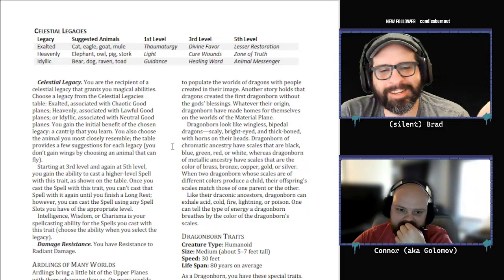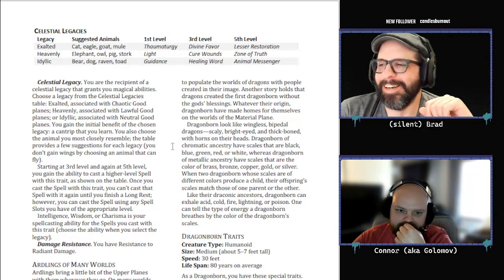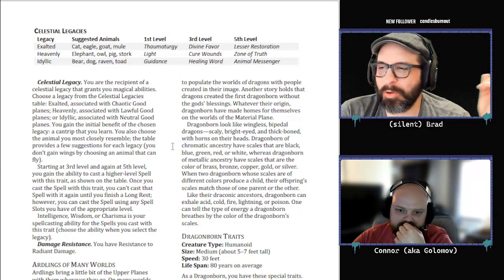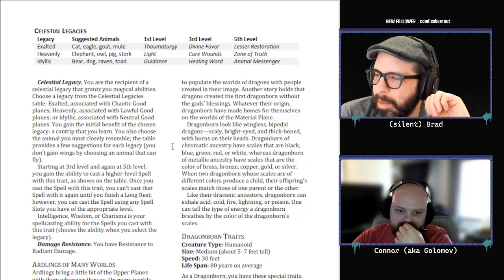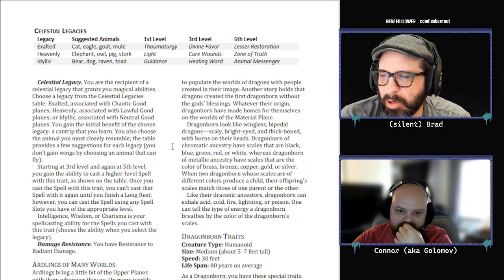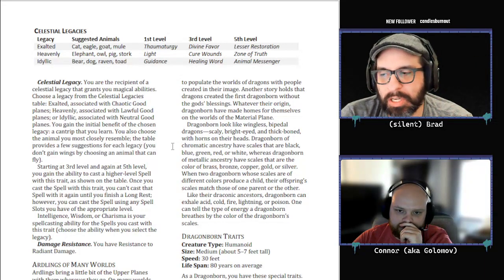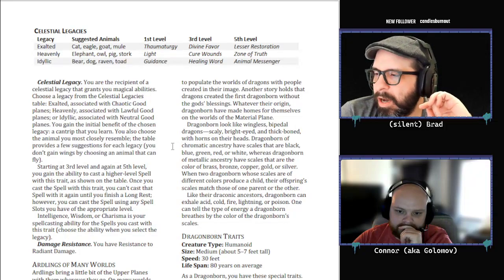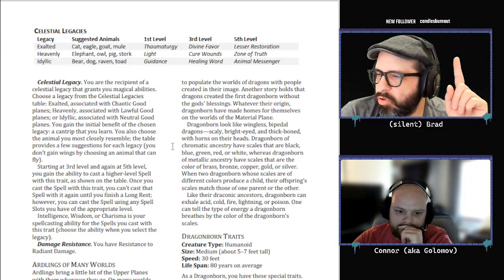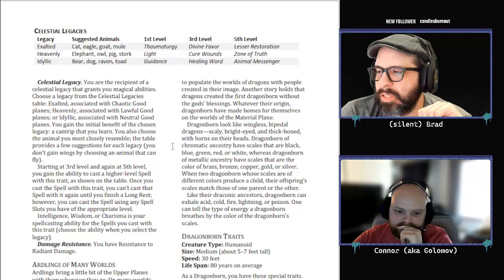A toad, a toad angelic being. Get guidance, healing word, and animal messenger. And then you can select intelligence, wisdom, or charisma. I think it's good that they're doing that rather than forcing one of those on you. And it is cast once with this trait per long rest, but you can use spell slots as well.